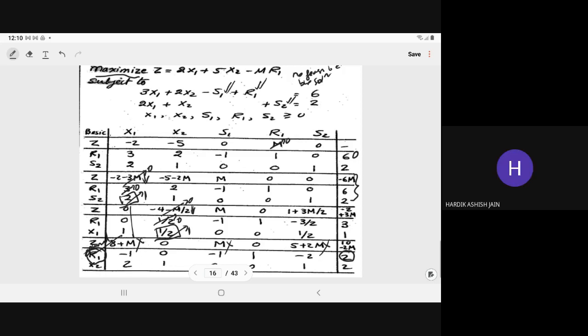Sir, can you please repeat in which equation we are supposed to add the artificial variable R1 and how do we decide that this is the equation?